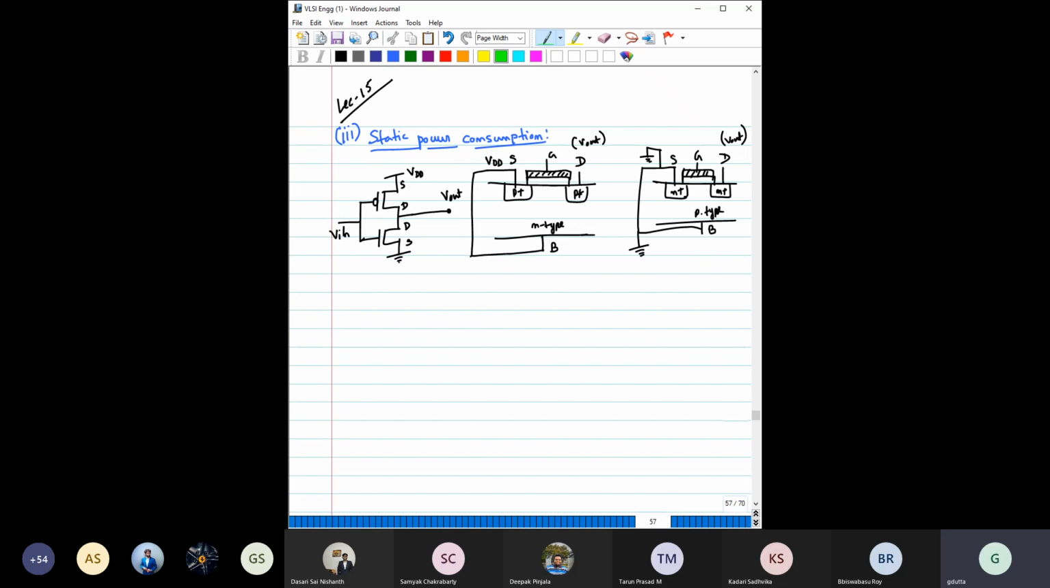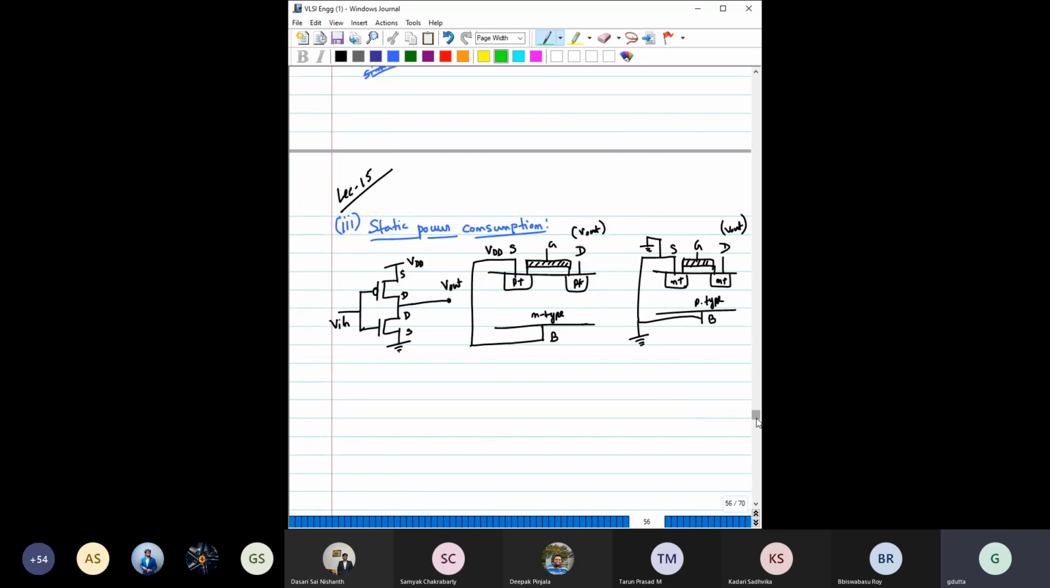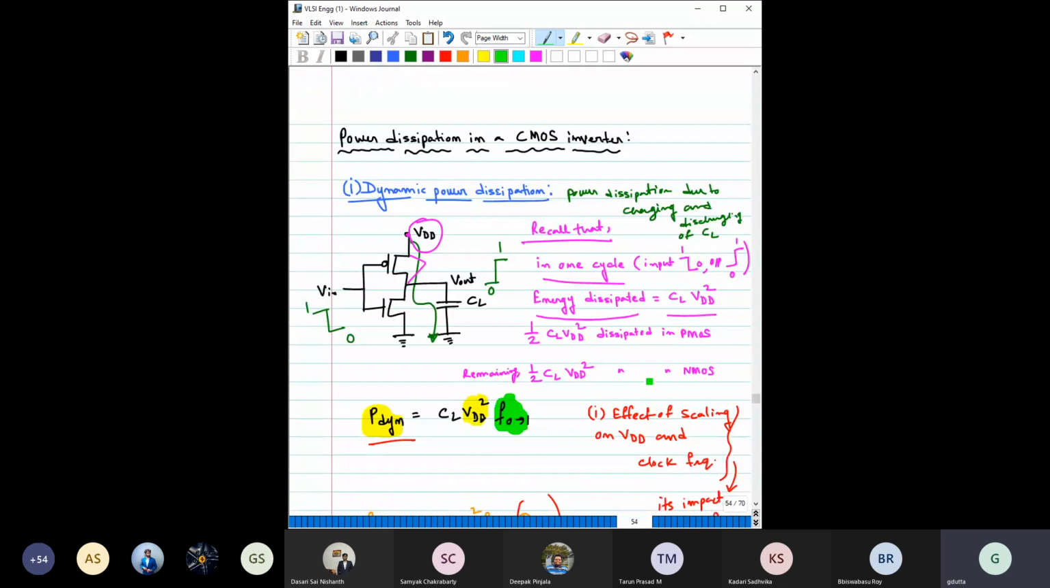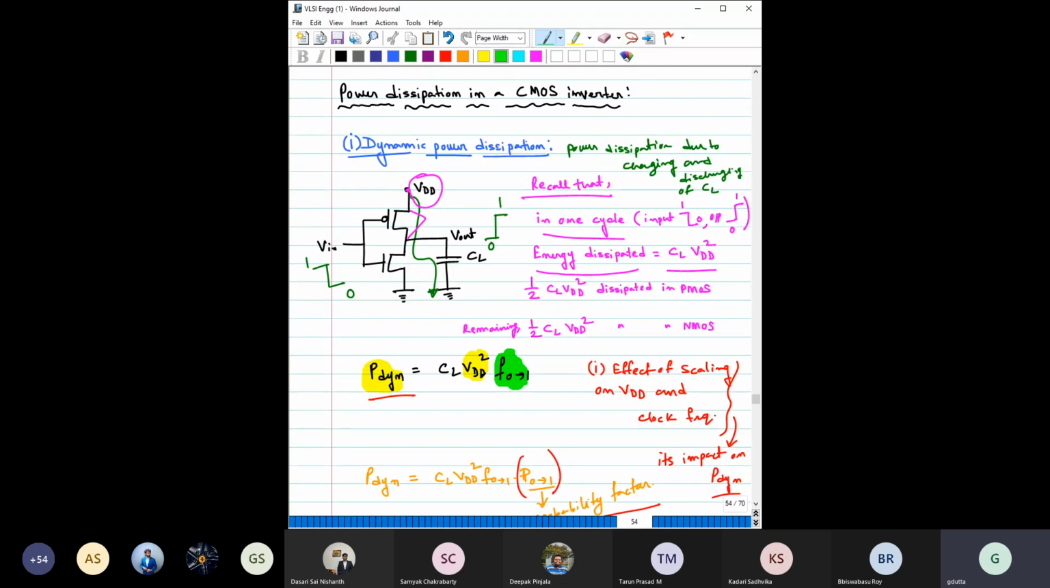Good morning and welcome once again to this class. In the last class, we started our discussion on power dissipation in a CMOS inverter. We are focusing on this CMOS inverter. The first one that we discussed is the dynamic power dissipation.